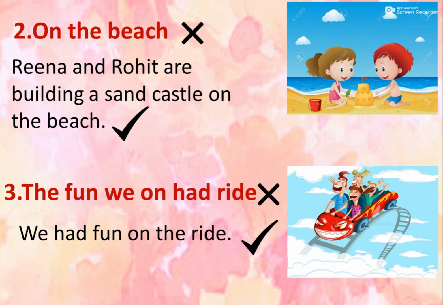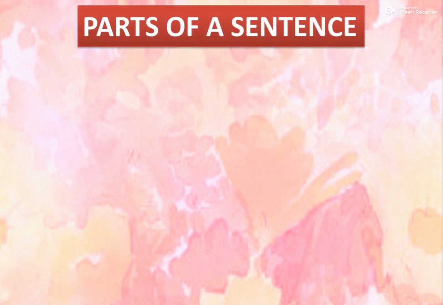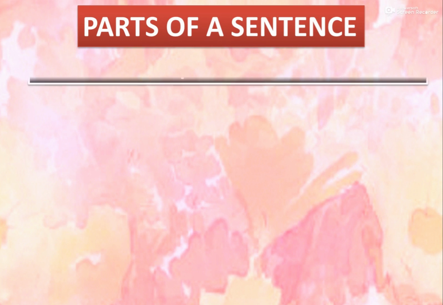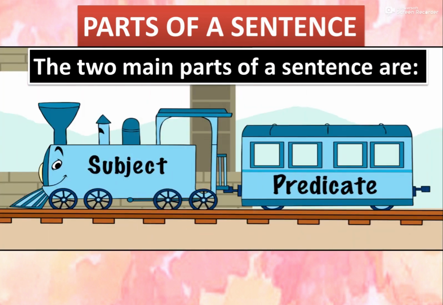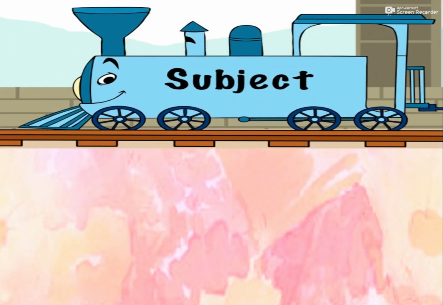Okay? Now let's understand the main topic of today's class, that is parts of a sentence. The two main parts of a sentence are subject and predicate. Without them, a sentence is incomplete. Let's understand each of them in detail. So the first, that is subject. Let's see the definition.